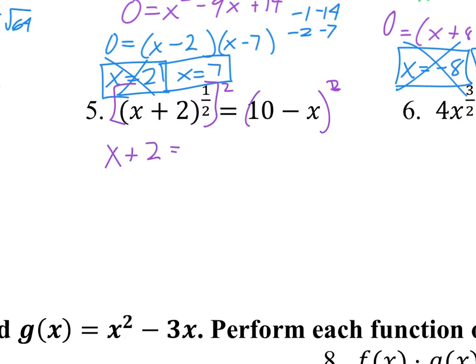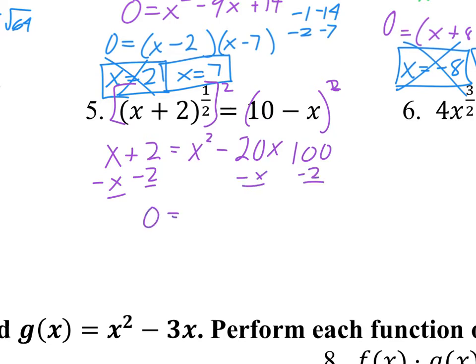So we would square the 10, we get 100. We would square the negative x really and get a positive x squared. And then we would take the product of those two, get negative 10x, but then double that, we get minus 20x. It is quadratic, so we would subtract the x and the 2 to get everything on the same side. And so we get 0 equals x squared minus 21x. Oops, forgot my plus sign. Plus 98.